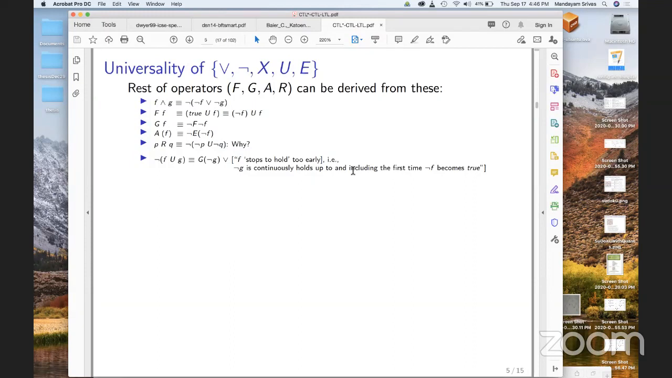That's what this is saying. And if you remember, this R release operator states the same thing. It is kind of a made-up operator so that this duality can be expressed efficiently. So what I'm stating here in English is depicted in this picture. That is, not G continuously holds, that is G is false, but F also becomes false even before G can be true. That's what this part is.